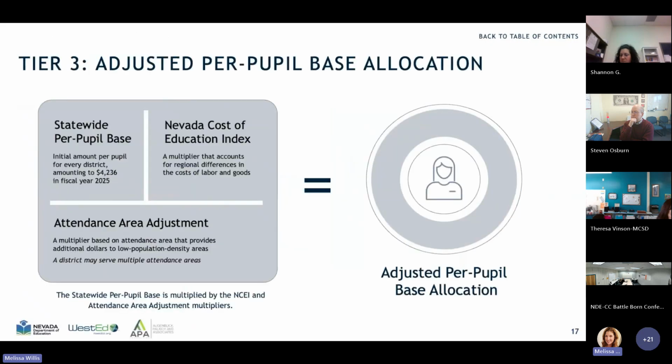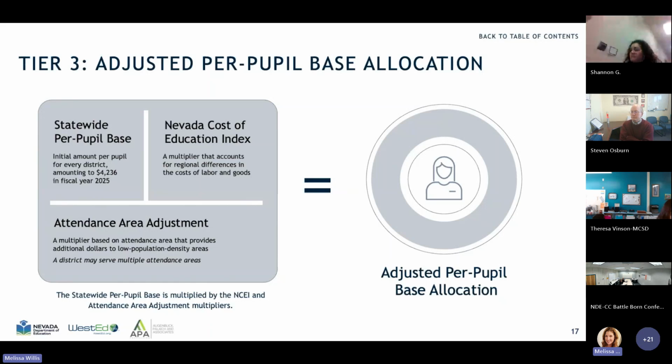The adjusted per pupil base allocation is calculated based on the following components: the statewide base, initial amount per pupil, which is the same for every school district, charter school, or university school for profoundly gifted students. The Nevada Cost of Education Index, or NCEI, is a composite multiplier factor to address regional cost differences experienced by school districts due to differences in the cost of labor and goods.